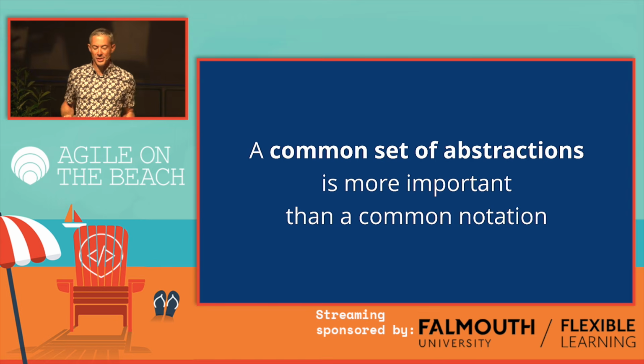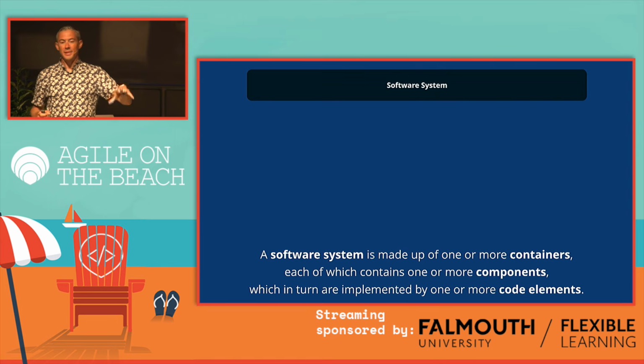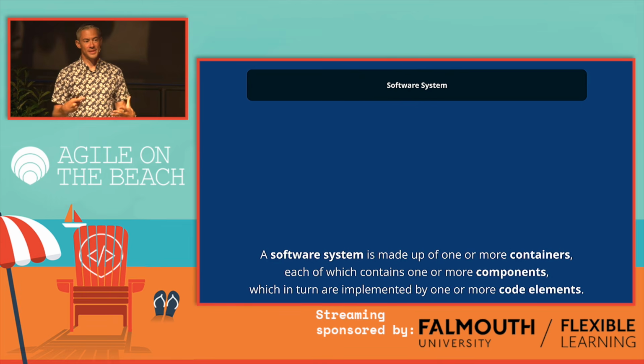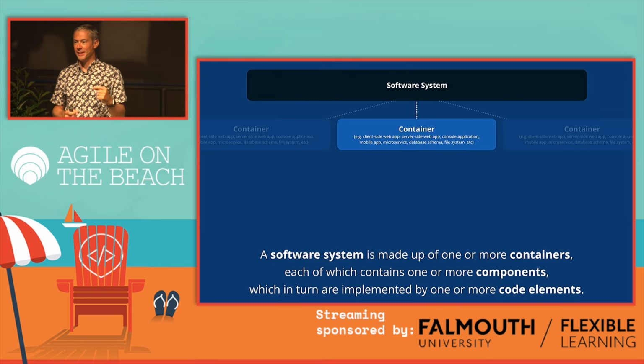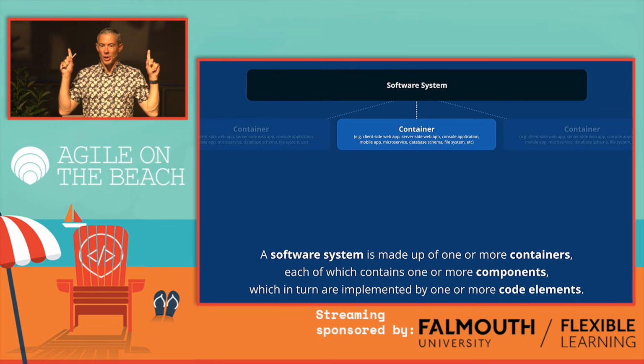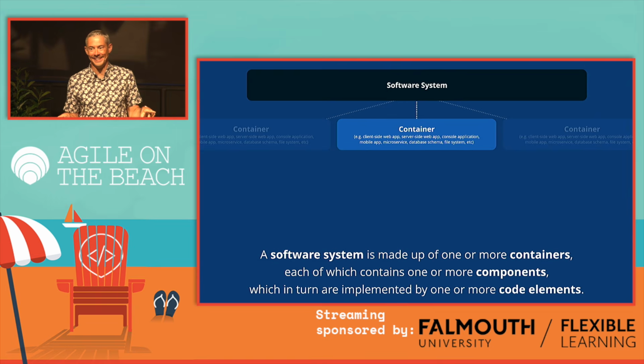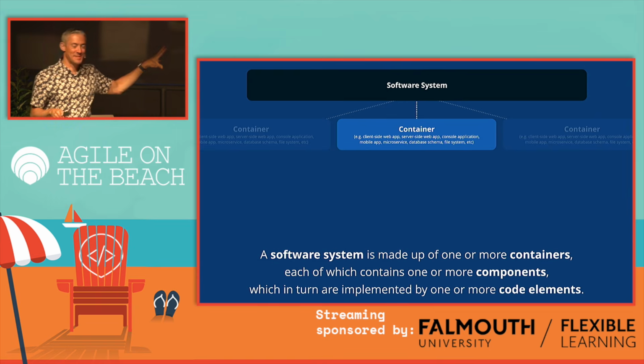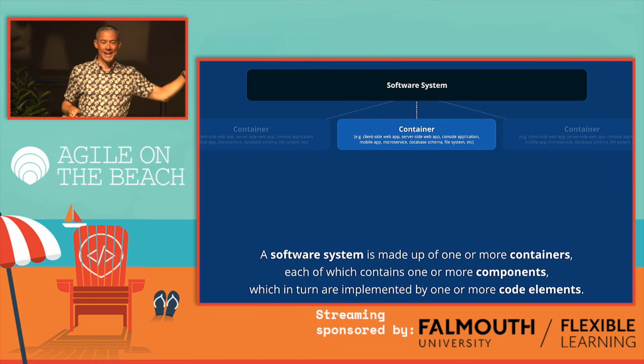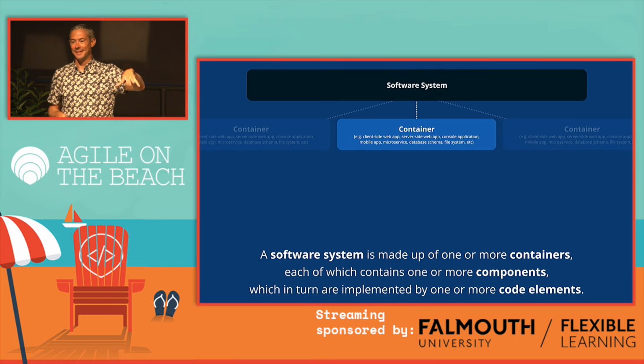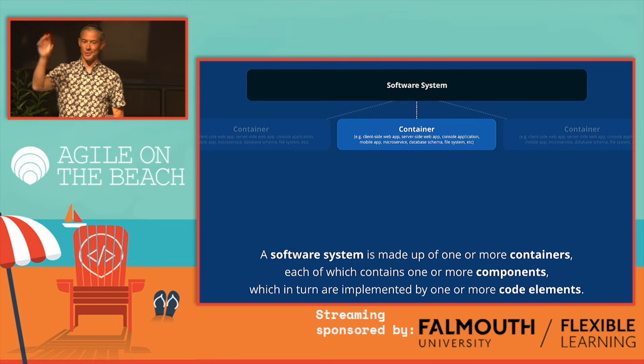So what are the abstractions? When I'm thinking about describing and documenting and explaining a software system, for me, that software system is made up of one or more containers, not Docker. So I've been teaching this approach for well over 10 years now, and Docker got popular and kind of stole the word container. By container, I basically mean an application or a data store.